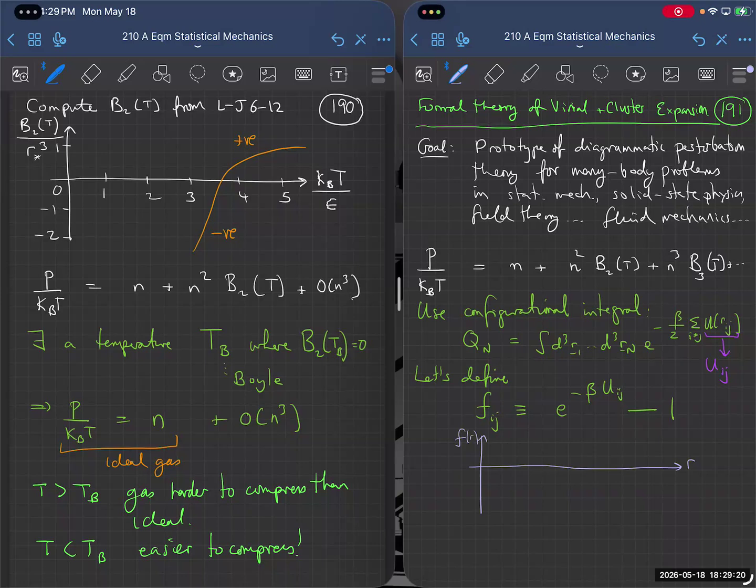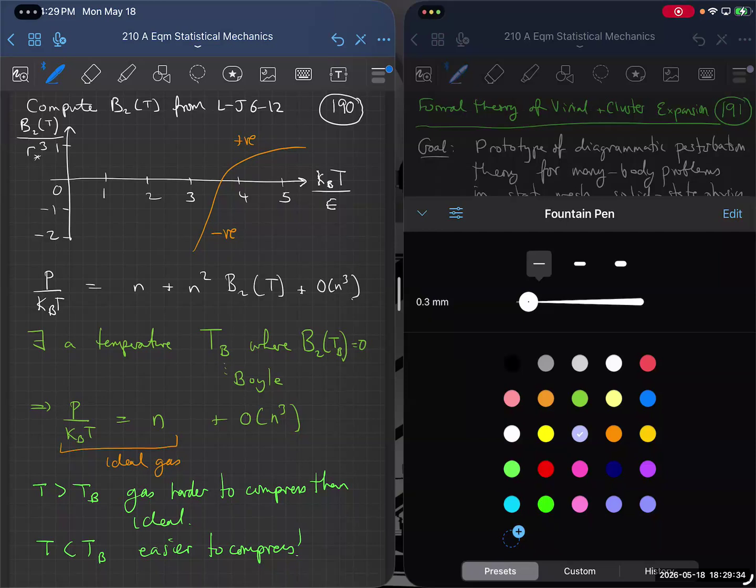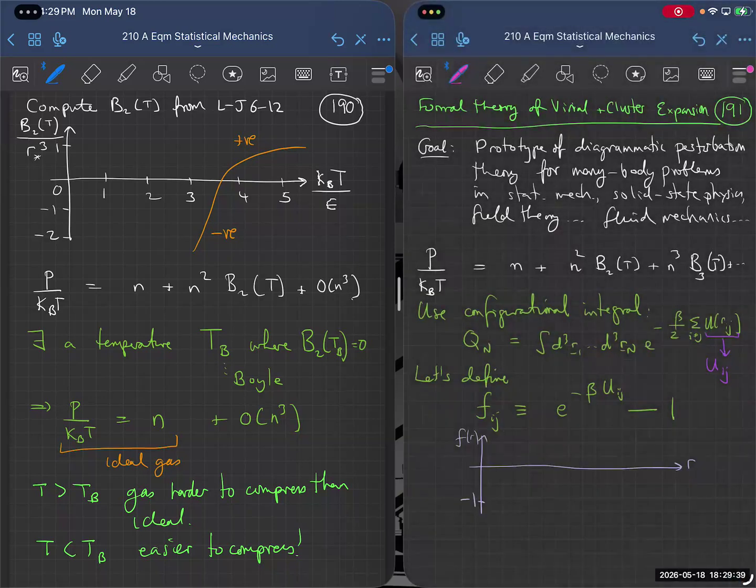So when the particles are very close together, the potential is infinity. So what's going to be the value of the Mayer f function? It's going to be just -1, right? And then when the particles get very far apart, what's going to be the value of the f function? 0. So this is going to basically go something like this.